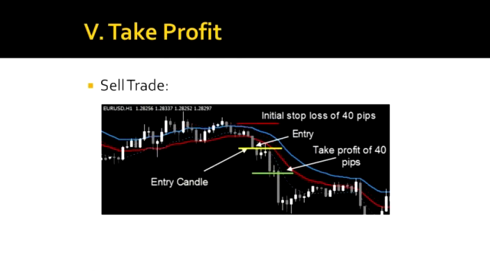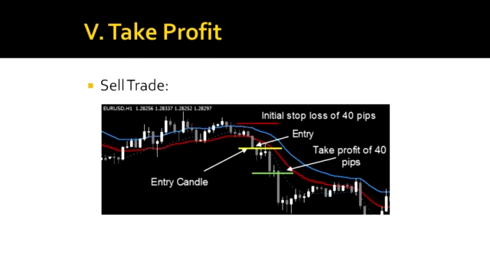Now, we're going to take a look at a sell trade with a take profit. Again, this is the one-to-one. We've got the entry candle, and we can see the arrow pointing to the entry candle. We look straight above the entry candle to the 20 EMA of the highs. We place our stop loss a little bit above it.